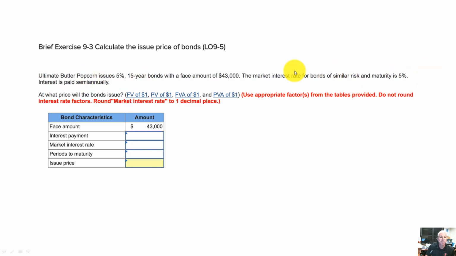So you should know up front that the issue price of these bonds is either going to be a premium, a discount, or at face value. What is it? Right, since the two rates are the same, they're going to issue at face value, so the issue price has to be $43,000. So what is the interest payment going to be based on? Do we base the interest payment on the stated rate or the market rate? Correct. The stated rate always is the interest payment, right?